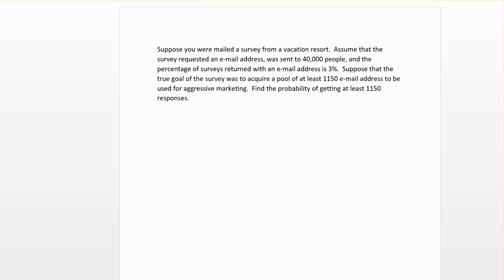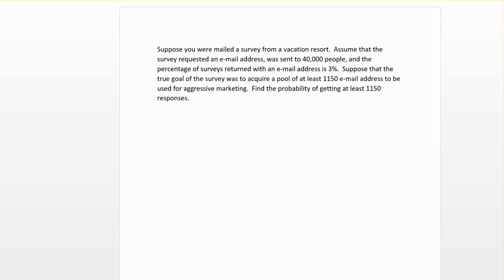So let's take a look at a question. It's a binomial problem, and we're going to use the concepts of a normal distribution to find the probability. But here's what the problem's saying. You're mailed a survey from a vacation resort. Assume the survey requested email addresses, was sent to 40,000 people, and the percentage of surveys returned was an expected 3%. Suppose the true goal of the survey was to acquire a pool of at least 1,150 email addresses to be used for a marketing campaign. Find the probability of getting at least 1,150 responses.